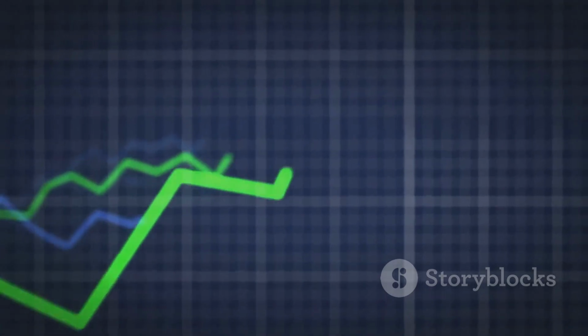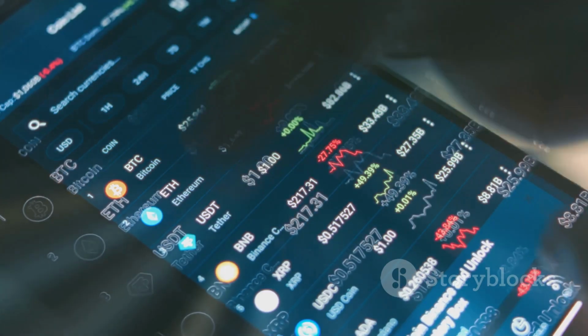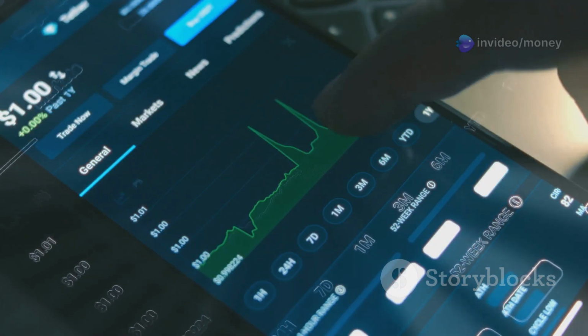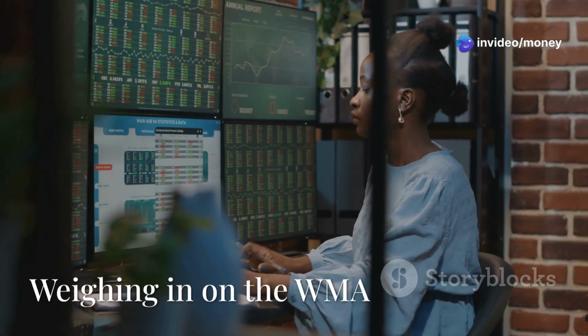A higher smoothing factor means more weight is given to recent prices. The EMA is a great tool for identifying short-term trends and reversals. It's also useful for confirming breakouts and breakdowns.